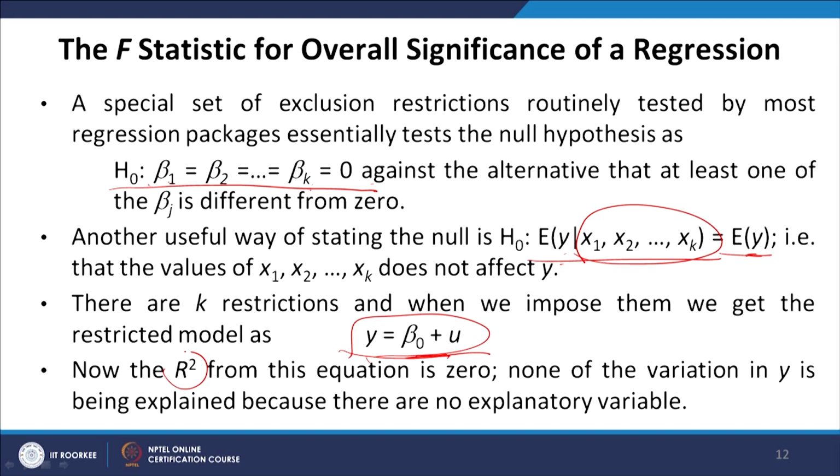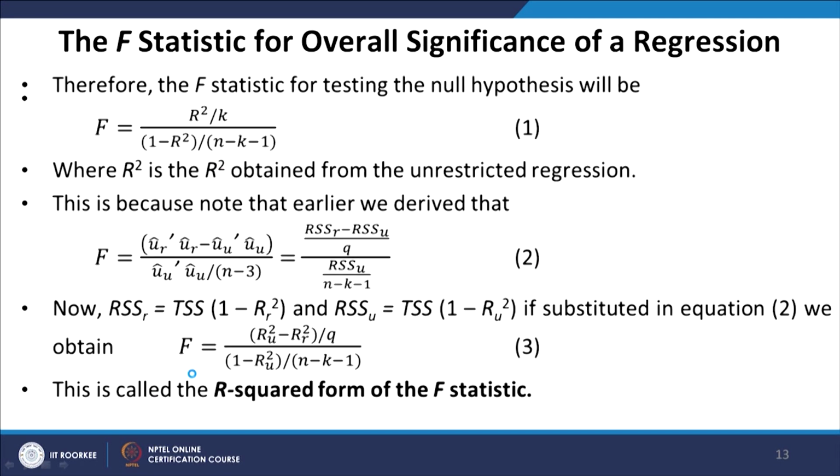So, that is why we have R square equal to 0 from this regression. Therefore, the F statistic testing the null hypothesis will be R square divided by k, divided by 1 minus R square divided by n minus k minus 1, where R square is the R square obtained from the unrestricted regression, because we cannot run the restricted regression without any explanatory variable altogether.